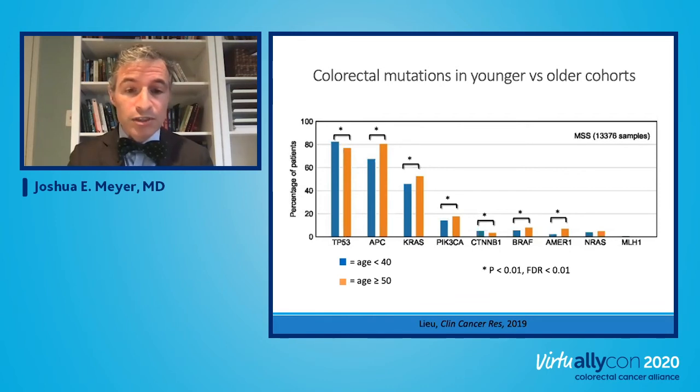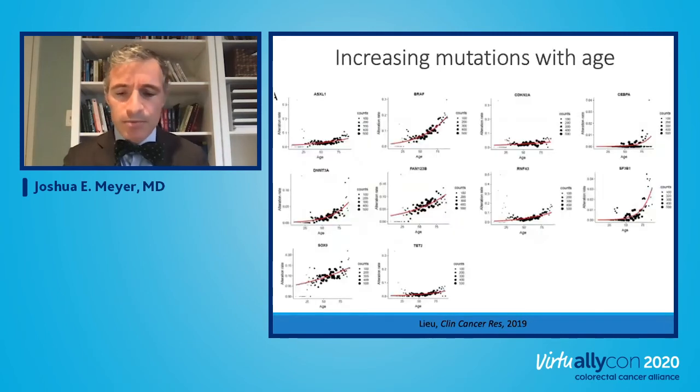So if you just look at younger versus older, you can see that there are differences in these genes that are known to be important, like TP53, APC, KRAS. These are all genes known to be important in colorectal cancer progression. And we did find that they are differentially mutated in younger versus older patients. Sometimes more, sometimes less.